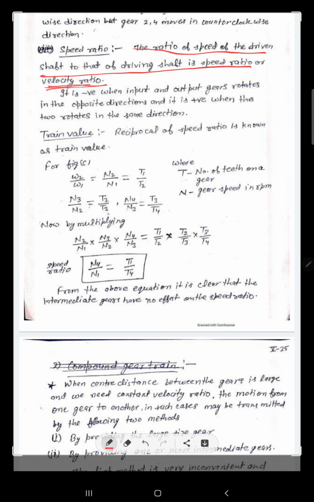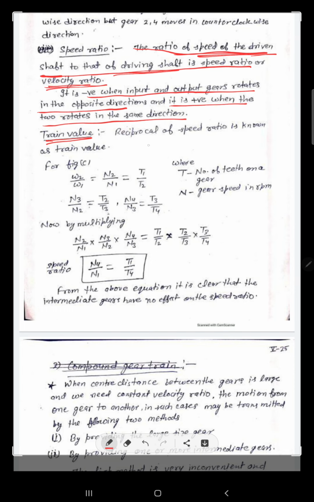It is the ratio of speed of the driven shaft or driven gear to the driving shaft or driving gear. Its value is negative when the input and output gears rotate in the opposite direction, and its value is positive when the two gears rotate in the same direction. So it can have a positive or negative value. If the value is negative, the input gear and output gear rotate in the opposite direction, and a positive value means both gears rotate in the same direction. From the speed ratio we can calculate the gear train value.